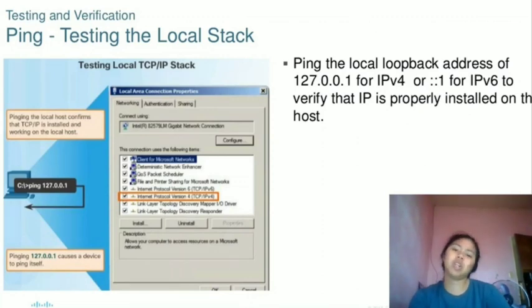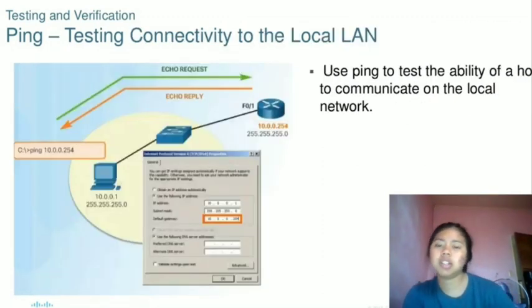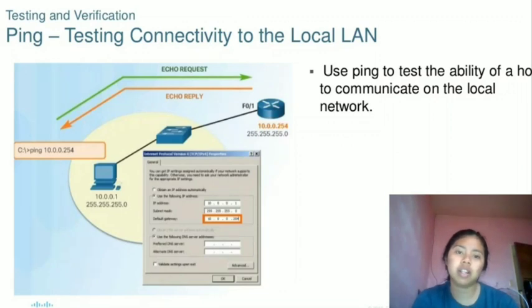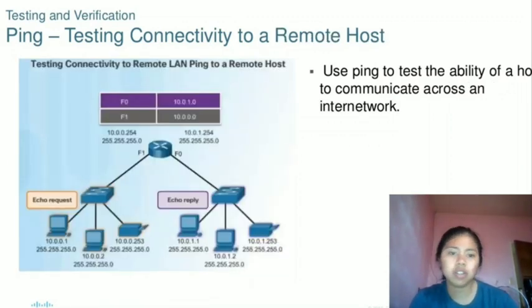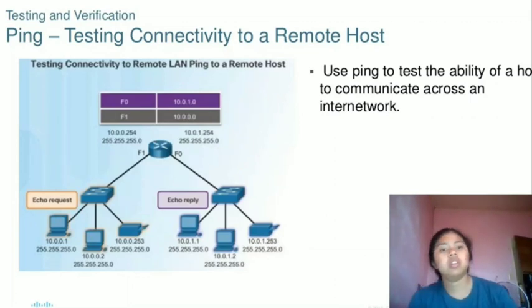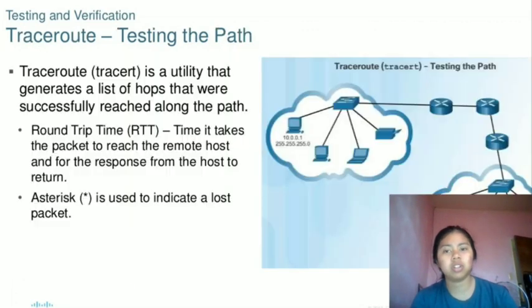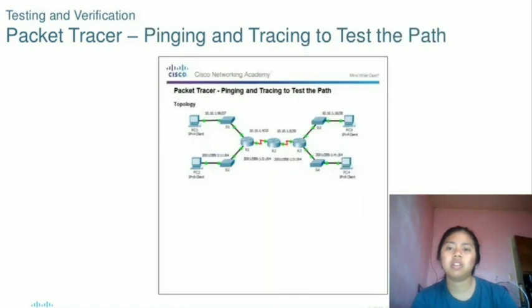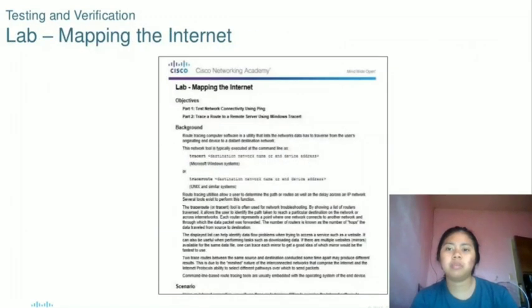Ping: testing the local stack. Testing the connectivity to the local LAN. Testing connectivity to a remote host, to test the ability of the host to communicate across an internetwork. Traceroute: testing the path. Mapping the internet.